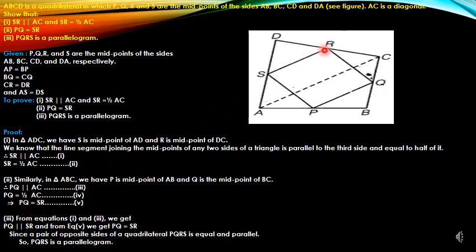So, if one pair of opposite sides are equal and parallel, then what is that quadrilateral going to be? It will be a parallelogram. So, from equations 1 and 3 we get PQ is parallel to SR, and from equation 5 we get PQ is equal to SR. So, since a pair of opposite sides of this quadrilateral PQRS is equal and parallel, PQRS is a parallelogram.